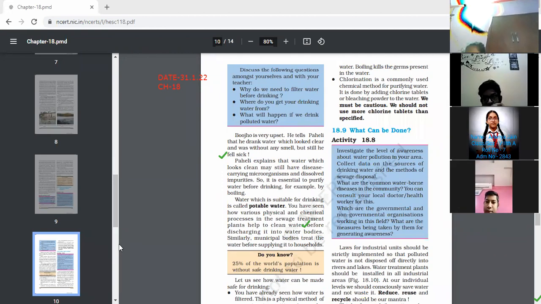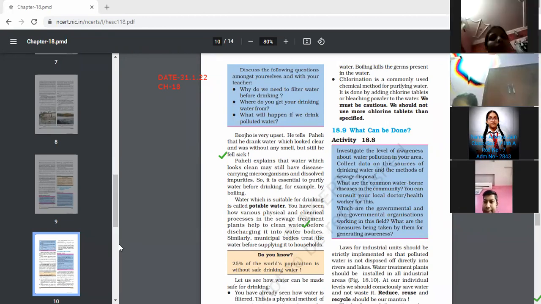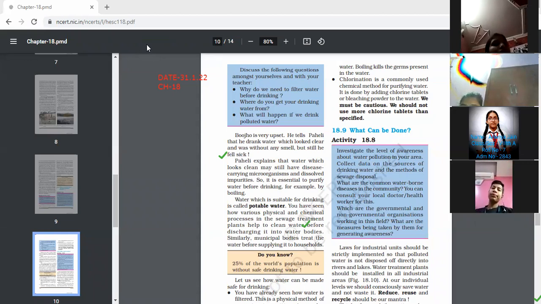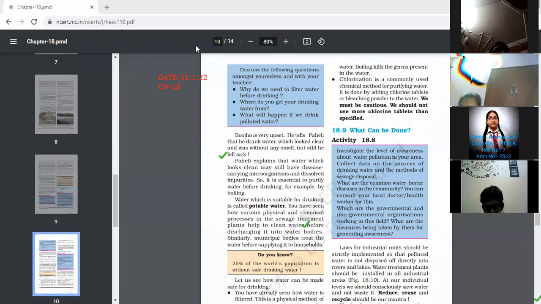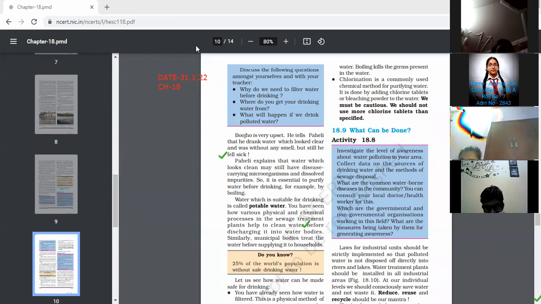Tell Varuni. Ma'am, if we drink polluted water, diarrhea. Okay, we will suffer from waterborne diseases, diarrhea, cholera. Yes, Ananya Prasad, jaundice. Ma'am, if we drink polluted water, then we have to suffer from many diseases. Okay, fine. So I think these three questions are clear to you. You have understood the questions. Next.